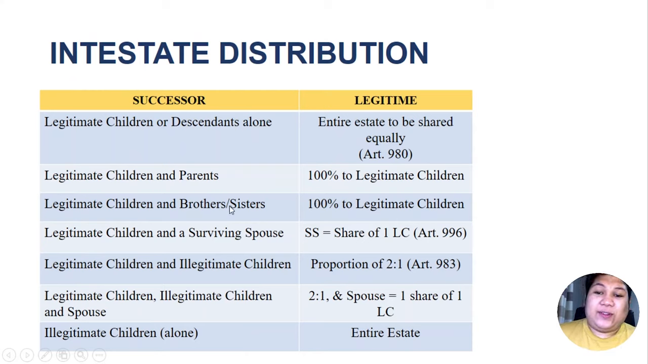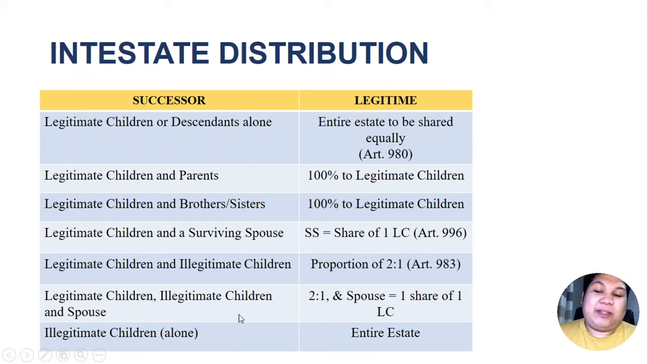When there are legitimate children and a surviving spouse, the spouse will get the share of one legitimate child because they are concurrent heirs, in contrast to the second rule, in which the legitimate children exclude the parents. The parents will only come in when the legitimate children are absent. When there are legitimate children and illegitimate children, the illegitimate children will get only one half of the share of one legitimate child. And when there are legitimate children, illegitimate children, and the spouse, the legitimate children will get double share, the illegitimate children will only get one half share of one legitimate child, and the spouse will get one share of one legitimate child.